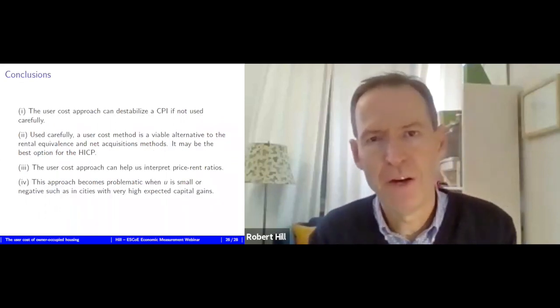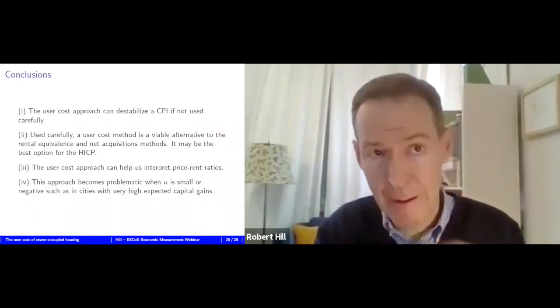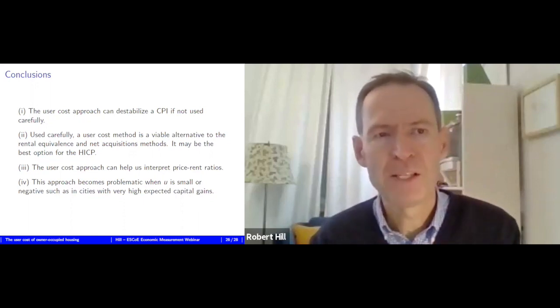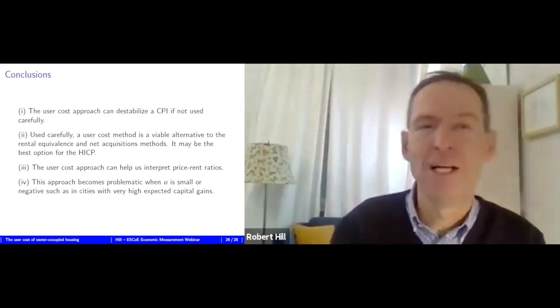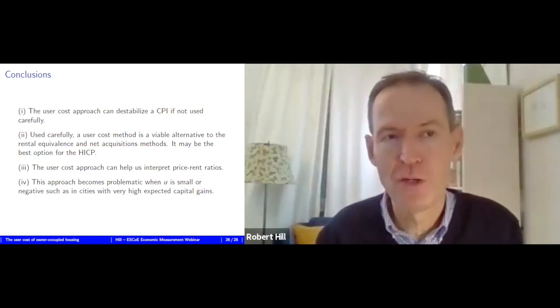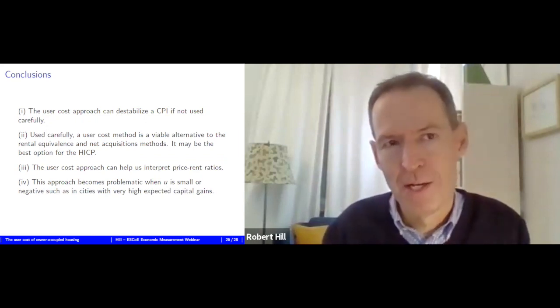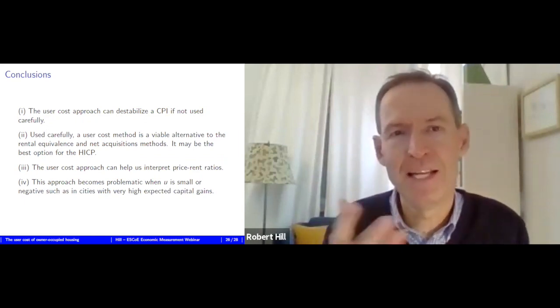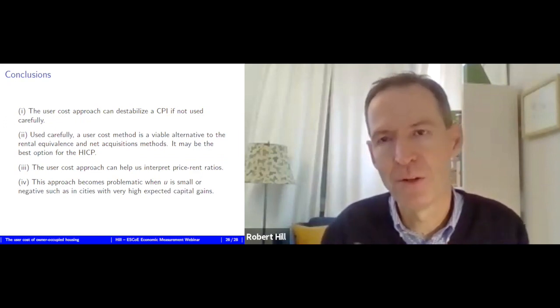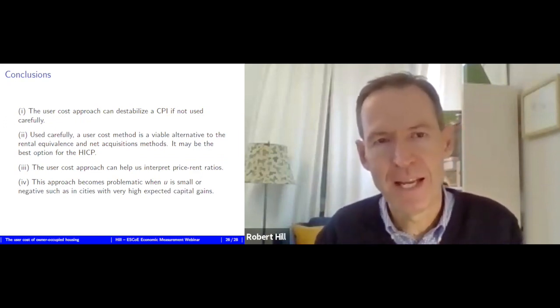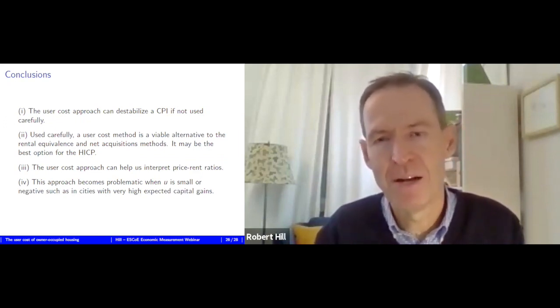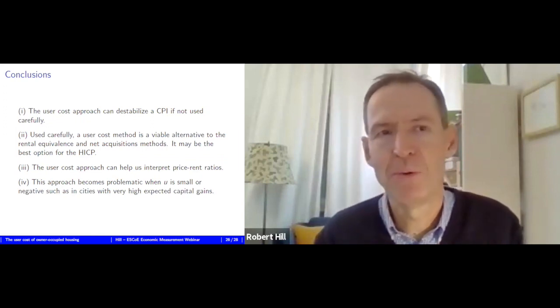Okay, so then the final slide to summarize. As we've been saying here, these are two different applications of the user cost approach to owner-occupied housing. One is to try and bring owner-occupied housing into a measure of inflation, or an alternative way of doing it, and the second is how to determine whether the housing market is out of equilibrium.